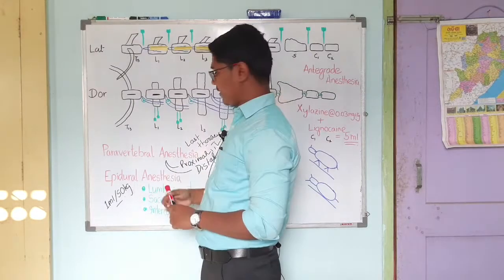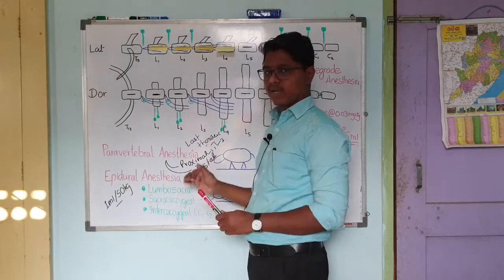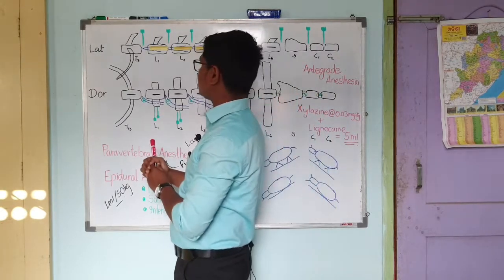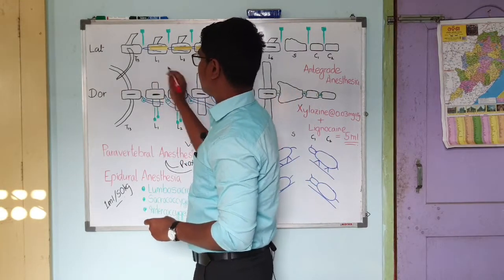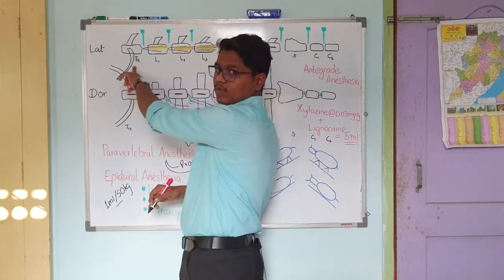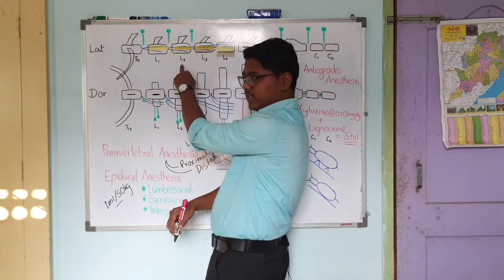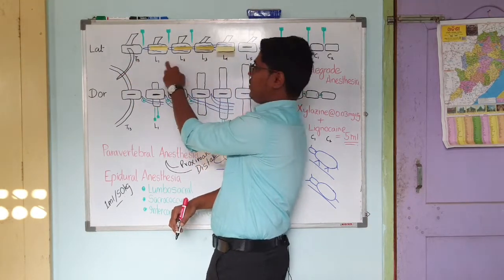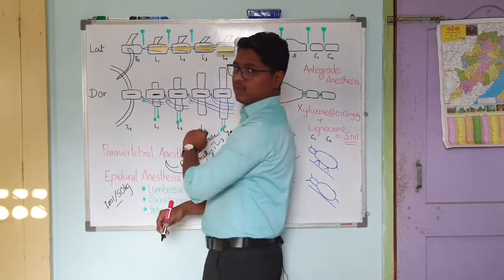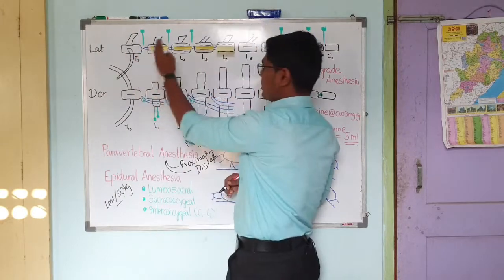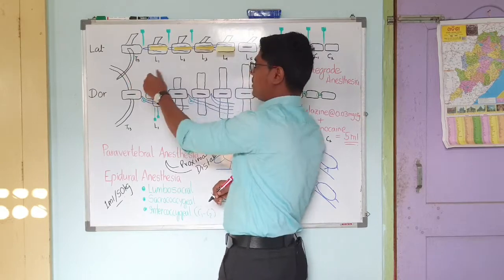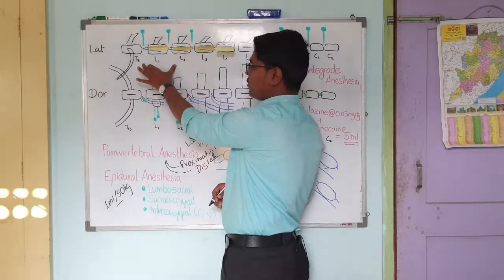Next, how to give the proximal paravertebral anesthesia. I find this easier than the distal one, and I will explain why. For proximal paravertebral anesthesia, first you have to feel the last rib and the horizontal process of L2, because the horizontal process of L1 is so small that you can't find it. You find the horizontal process of L2 and T13, and you divide this distance into two equal parts.